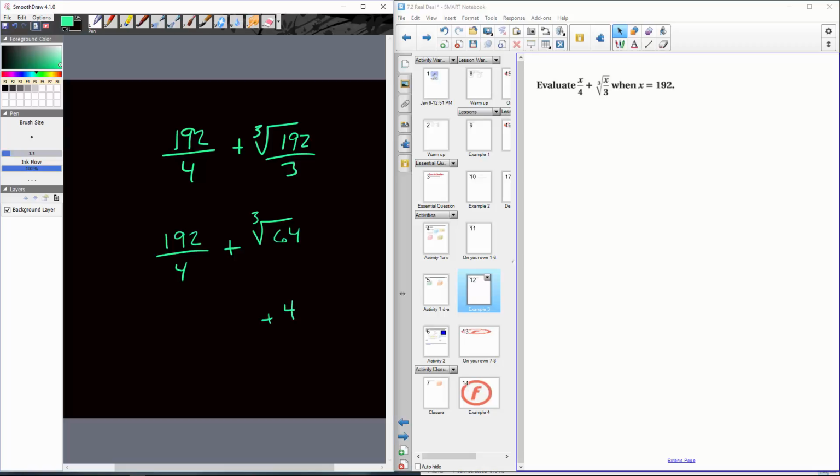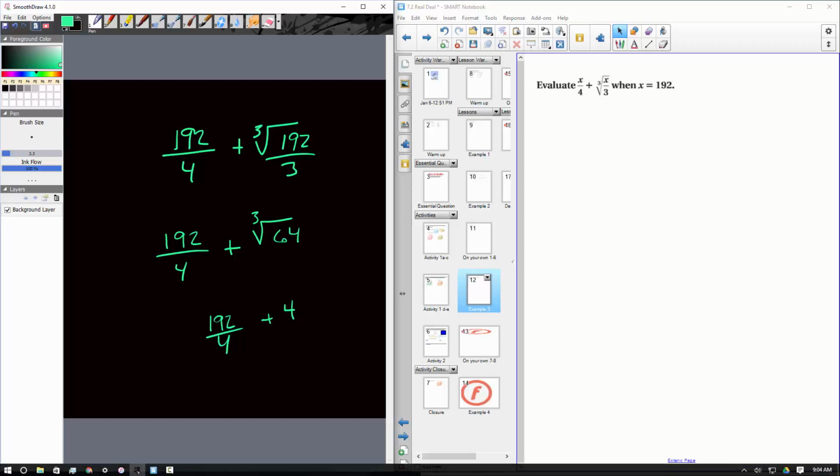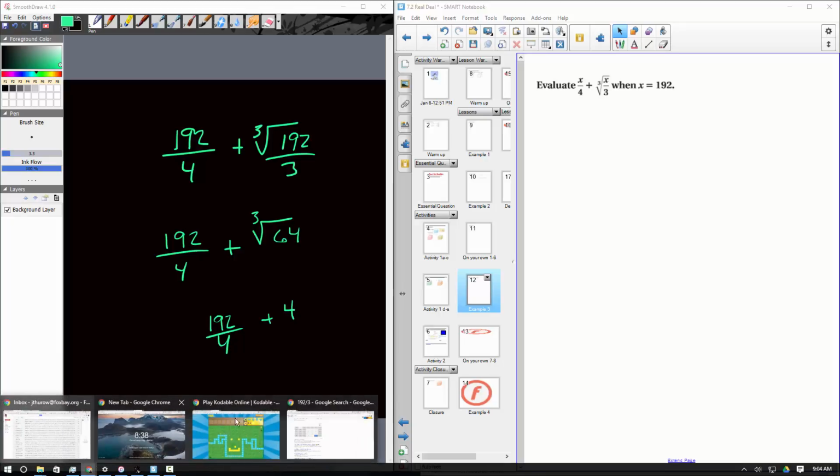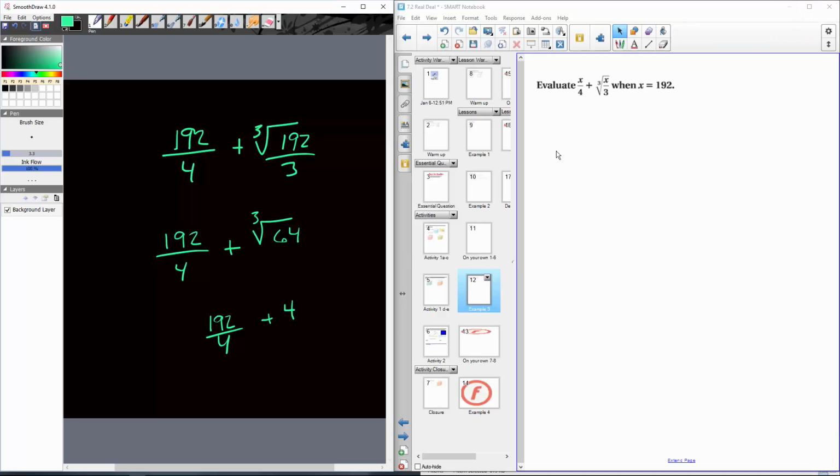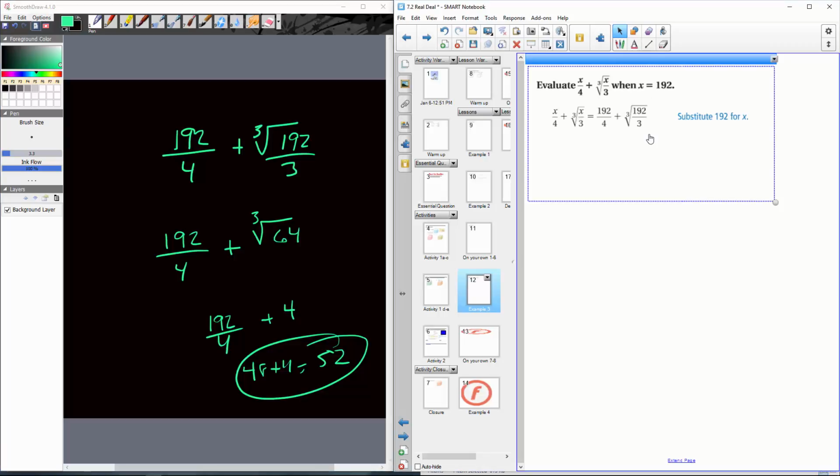And then plus 192 divided by 4. So I have to figure out what 192 divided by 4 is. So I have 48. So let's rewrite this whole thing real fast. So I'll have 48 plus 4 equals 52. And that's my answer. So let's go through and see that's how it works.